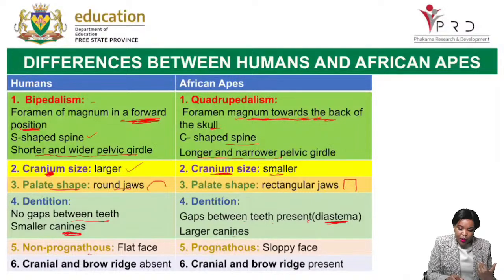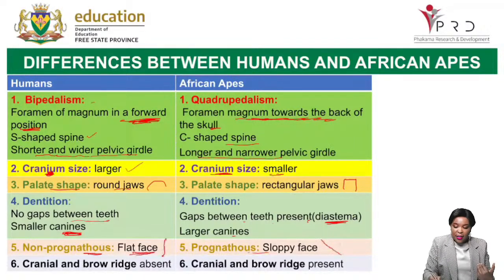And then non-prognathous: we have flat faces. If you take a ruler and you are able to draw a line straight like this, then it means it's a flat face. But the African apes, their faces are more like this. If you take a ruler, you will draw a line like that. So it is a sloping face.